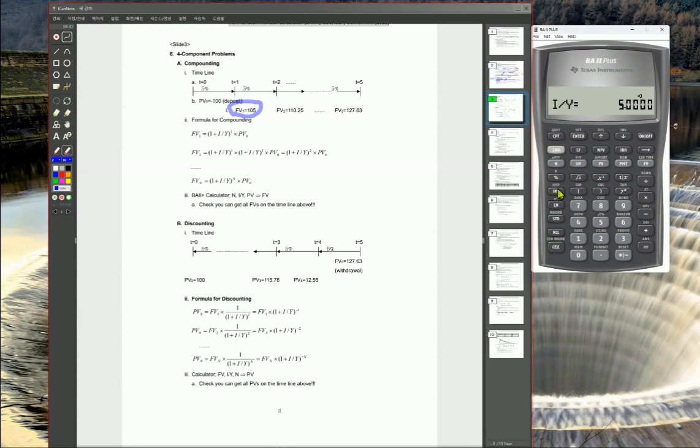Okay, the 1 percent I/Y, present value negative 100. Since there's no payment, we simply skip that button and go to the future value. As you can see, you can find 5.40 after the decimal. What about the end of year 5?